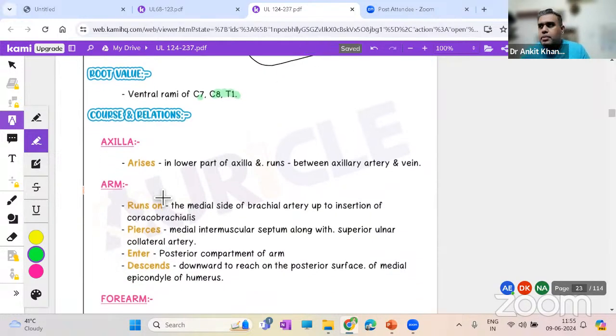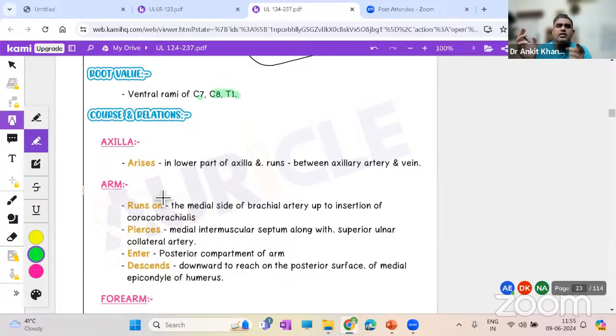Now, ulnar nerve, remember, what is it mainly supplying? It is known as the musician's nerve. So its main motor supply is in the region of the hand, the intrinsic muscles of the hand. In the forearm, it is mainly supplying 1.5 muscles. In the arm, like the median nerve, it is not supplying anything.